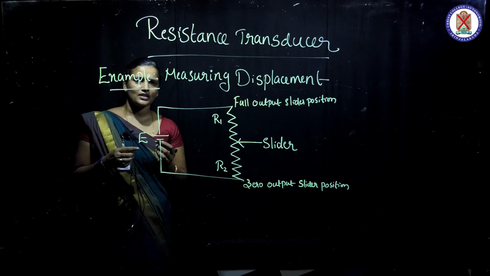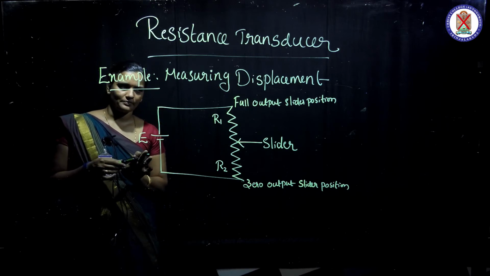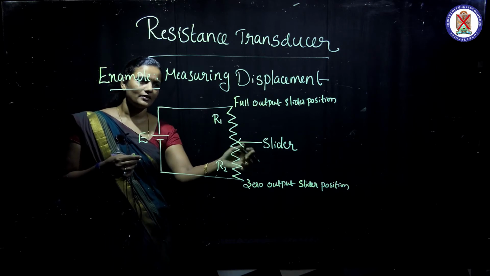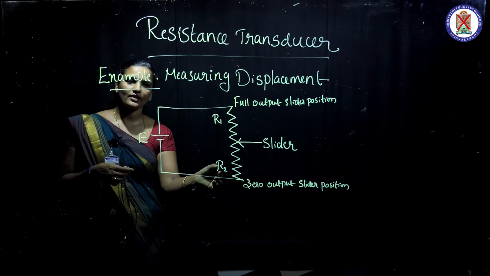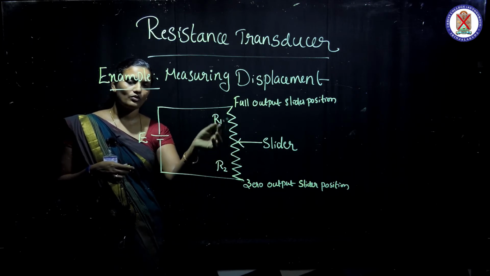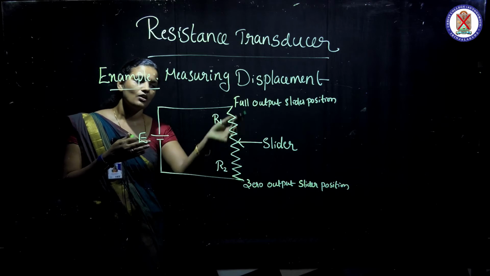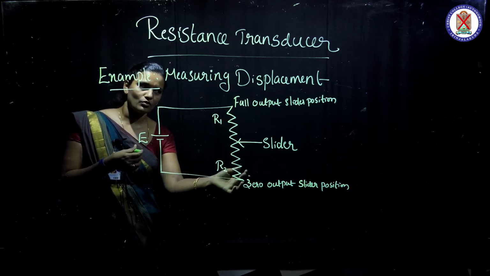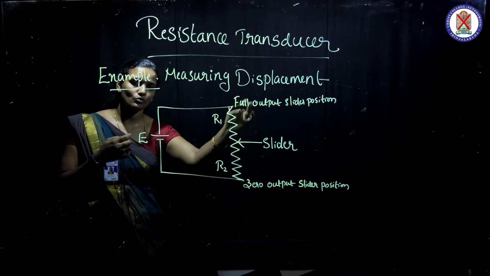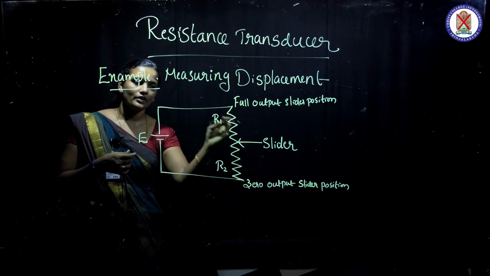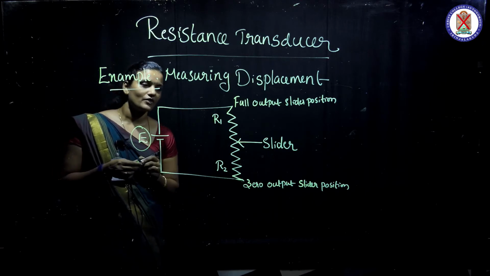And here we can see how displacement can be measured by using a resistive transducer. Here there is a slider. This is the resistive element of the material. The slider is placed on this resistive element, and this slider can move. We are going to measure the displacement. That means this slider can move horizontally, upward and downward. We are going to find out, whenever the slider is moving through this resistive element, how it affects the resistance, and also from this resistance change we can get the output voltage.